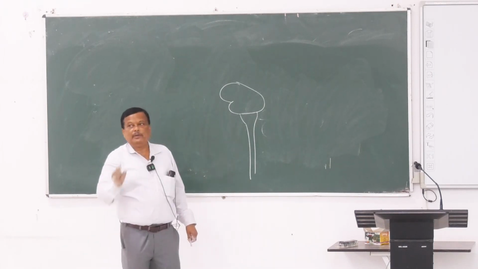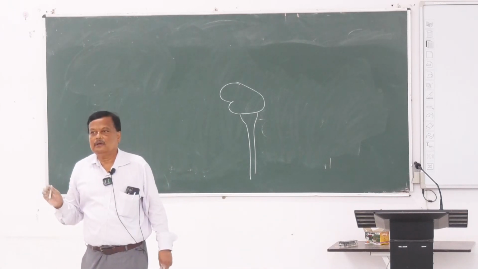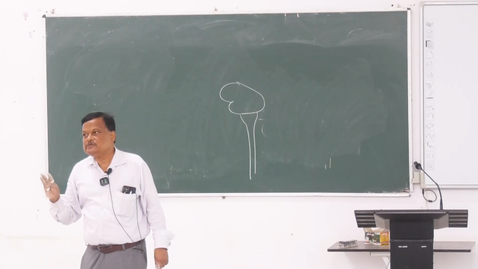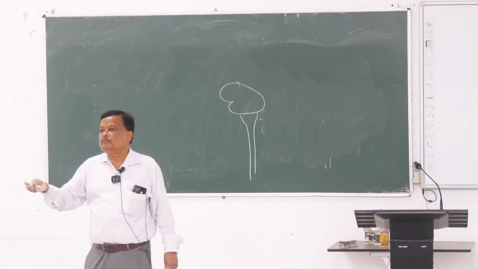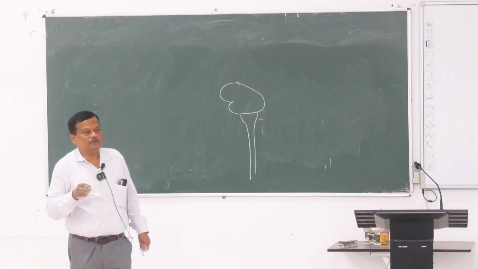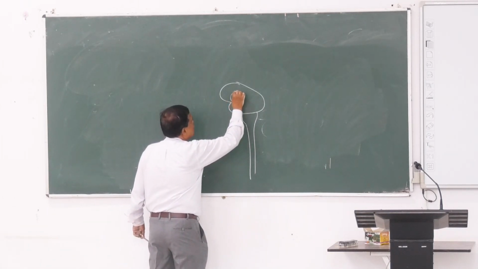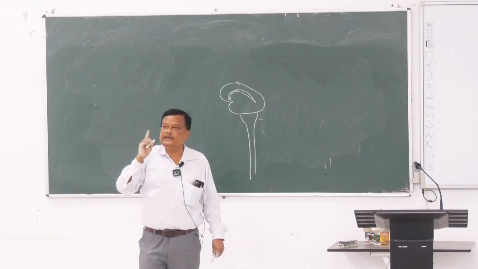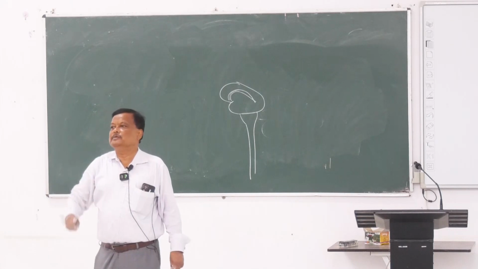First, what does white fiber mean? Fibers, axons and dendrons, excluding the cell body. There are 3 types of fibers present in the brain: association fibers, commissural fibers and projection fibers. What are association fibers? The white fibers of the brain that connect one part of the cerebral hemisphere to the other part of the same cerebral hemisphere.